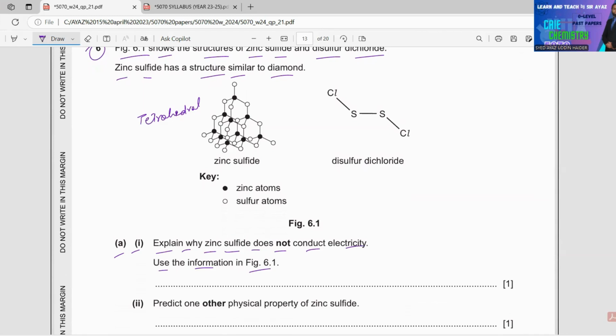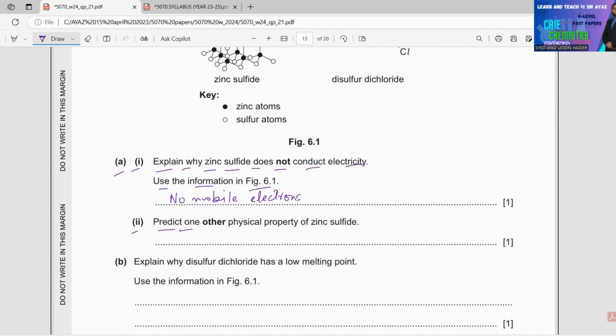So we know that diamond does not conduct electricity because of the absence of mobile electrons. So definitely zinc sulfide also does not have any mobile electrons. So you write no mobile electrons. Mobile electrons are very important for the conduction of electricity. Number 2, predict one other physical property of zinc sulfide. Now comparing it with diamond, it must have a high melting point because it's also a giant structure like diamond. High melting point.